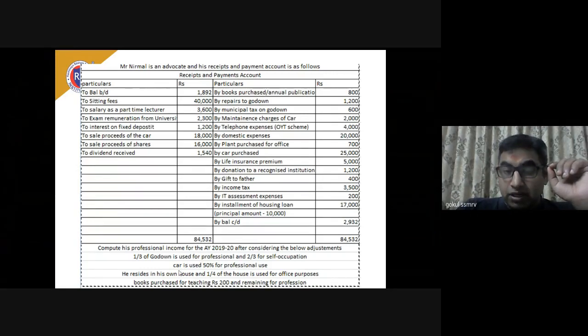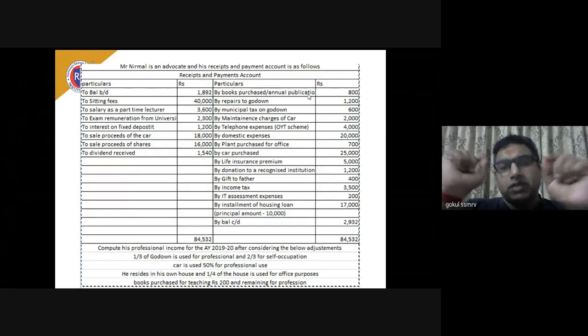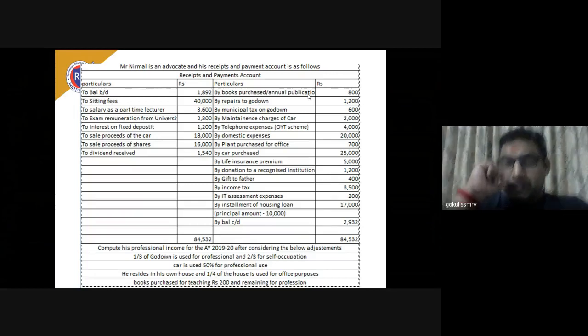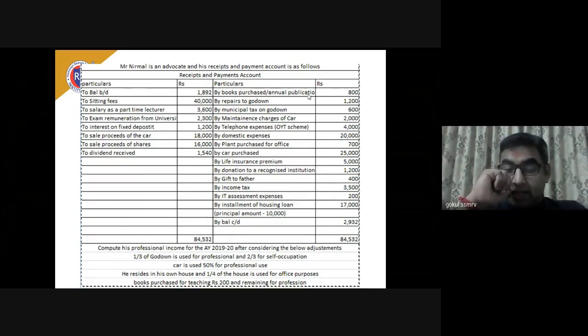Then repairs to godown 1,200. Please read the adjustment here. One third of the godown is used for profession and two-third for self-occupation. Always remember that whatever professional expenses you are taking should only be to the extent of the profession. For example, it says that the godown is used one third for his profession and two-third for self-occupation. We are not worried about how much he's using for self-occupation. We are only worried about how much he is using for his profession.